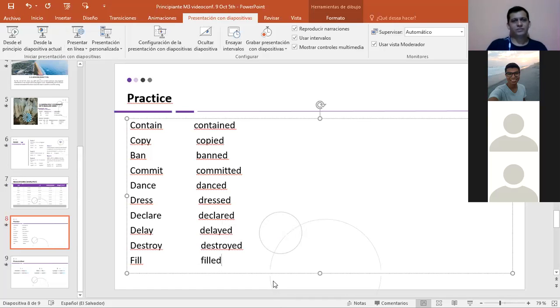¿Hay alguna pregunta todavía de cómo cambiar un verbo del presente al pasado? Verbos regulares. I repeat. Yes, teacher, I have a question. Tell me. Alonso, right? No, Luis. Luis, sorry. Que confunde la voz.